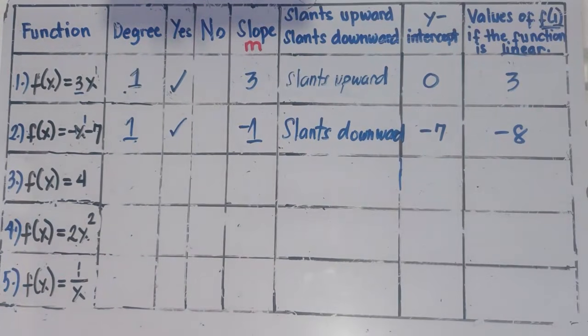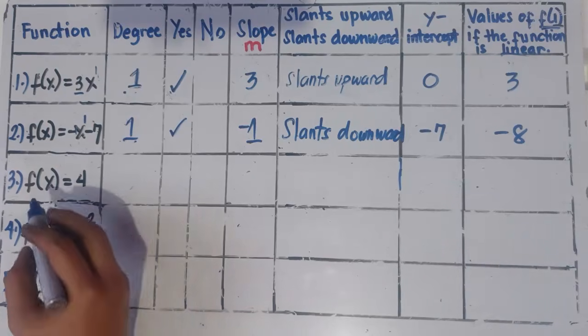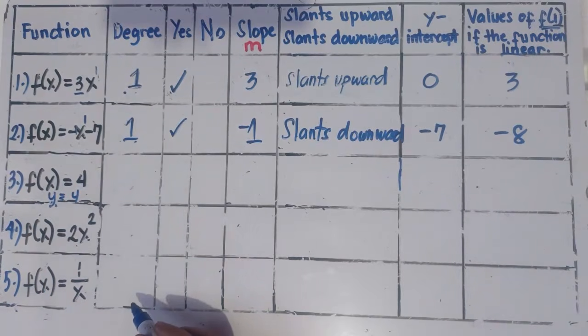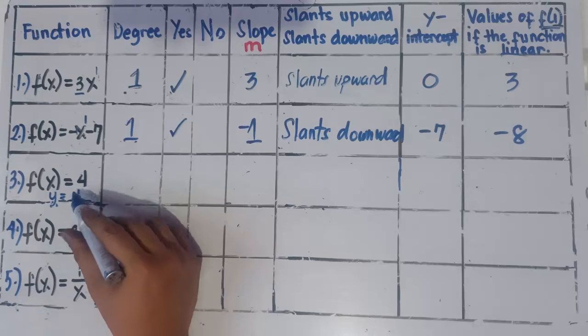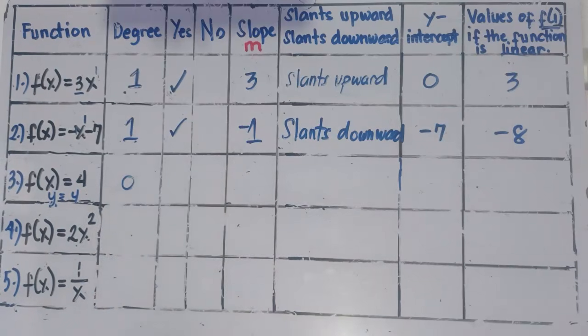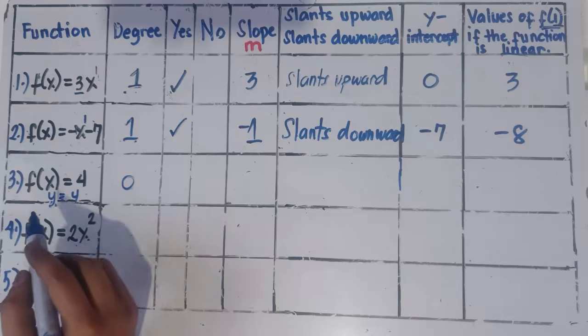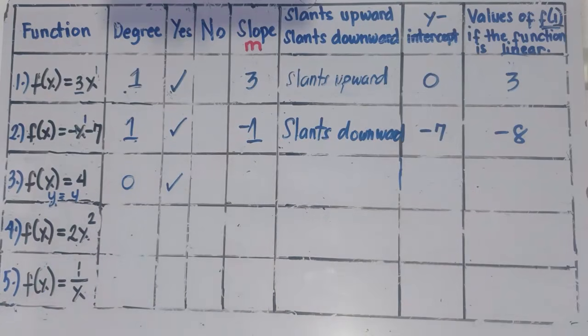Alright, so let's have example number 3. We are given f of x equals 4. So once again, we can write this as y equals 4, right? So therefore, the degree is 0 because we don't have the value of x. Now question, is this a linear function? Yup, this is a linear function because this is y equals 4. Once again, class, this is a linear function. We explained that a while ago.